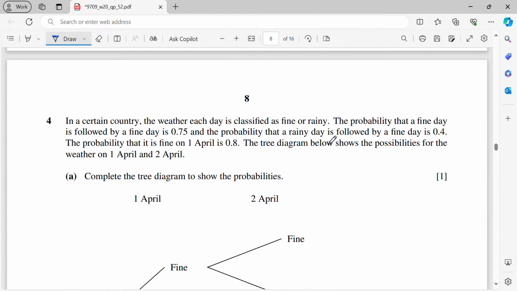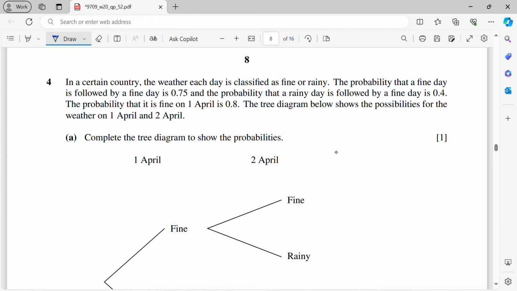Now, next question, number 4. In a certain country, the weather each day is classified as fine or rainy. The probability that a fine day is followed by a fine day is 0.75, and the probability that a rainy day is followed by a fine day is 0.4. Now, the probability that it is fine on 1st April is 0.8. The tree diagram below shows the possibilities for the weather on 1st April and 2nd April. A: complete the tree diagram to show the probabilities.